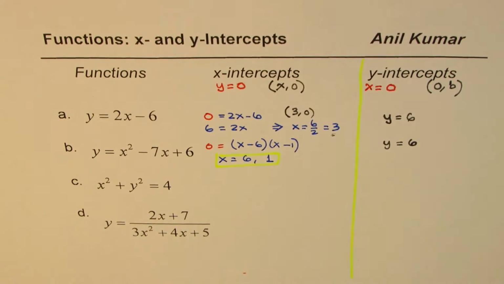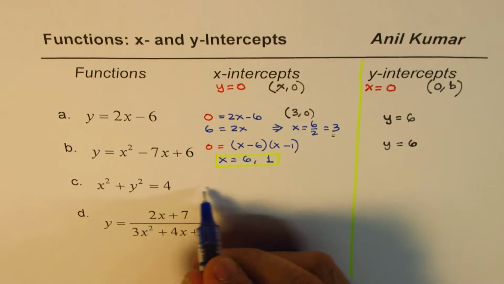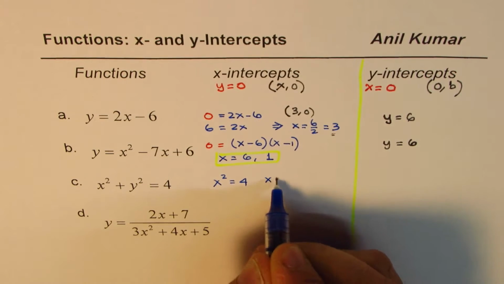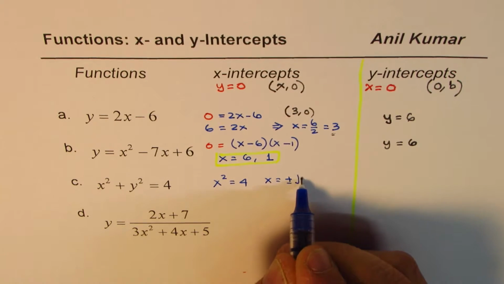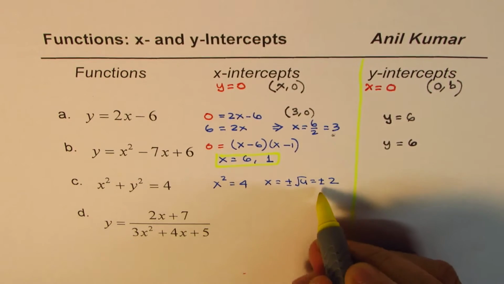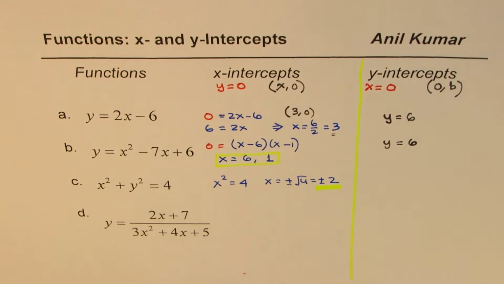Okay, let's move forward. We have x squared plus y squared equals 4. That's the equation of a circle. Now if I write y as 0, right, then I get x squared equals 4, and that gives me x equals plus minus square root of 4, which is plus minus 2. So we have two x-intercepts here which are at plus minus 2.